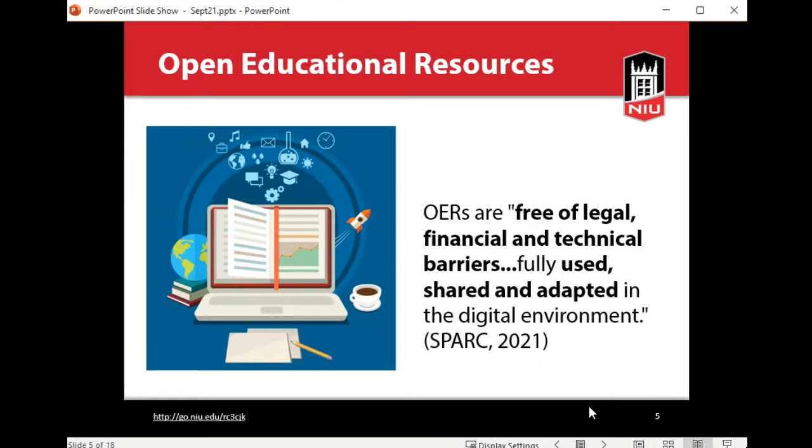Okay. So there's lots of materials out there that are free and low cost, as we said, and you've shared many of them. But it's important to remember the difference between something being free and something being open. Not all free resources are open, but all open educational resources are free. When we're talking about open educational resources, we're referring to resources, tools, and practices that are free of legal, financial, and technical barriers, and that can be fully used, shared, and adapted in the digital environment. What makes a resource open is the license that the creator or copyright holder gives you to use it so that you can share it or transform it. And the whole idea is that this is supposed to meet your particular needs.